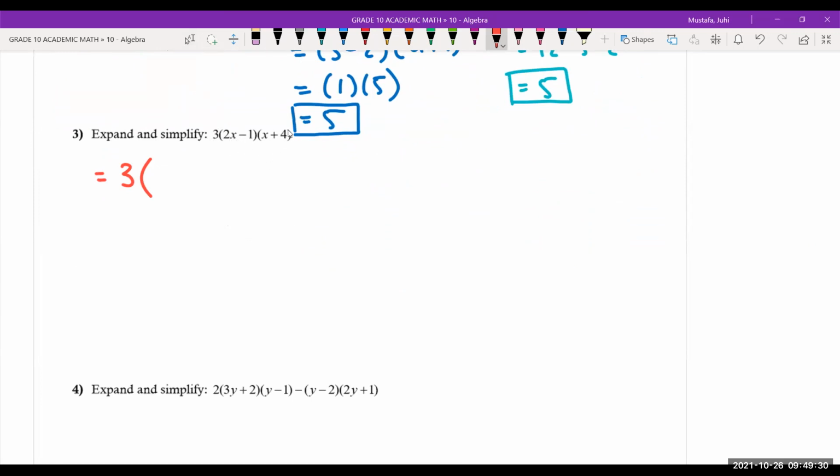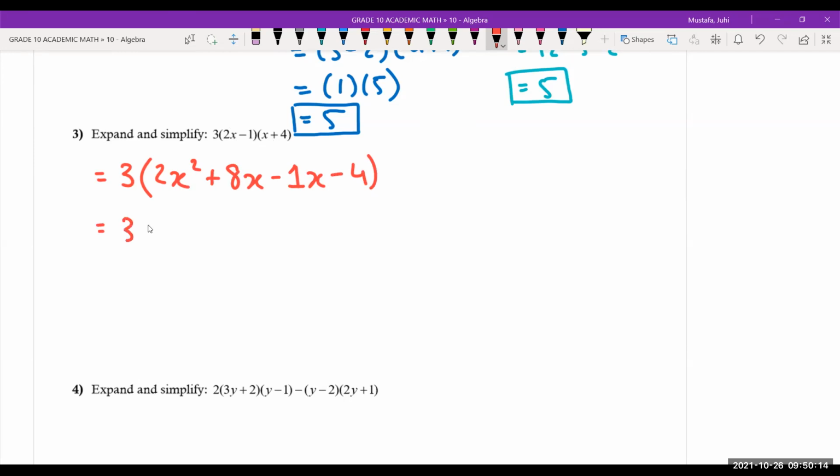Can I get a volunteer to help me FOIL these? Maybe someone I haven't heard from yet that wants to try. Letitia, go ahead. So 2x times x, no, it's okay. 2x times x is going to give me 2x squared. I'll walk you through it. And then 2x times 4, I think this is where you said 8x. Good. Negative 1 times x is going to give you negative x. And negative 1 times positive 4, negative 4. Good job.